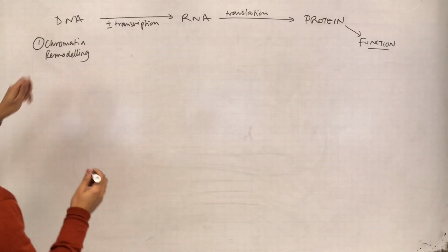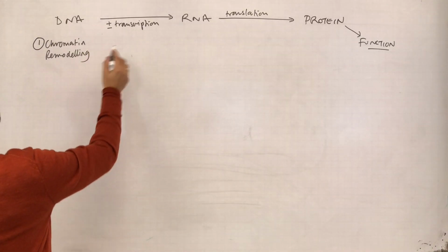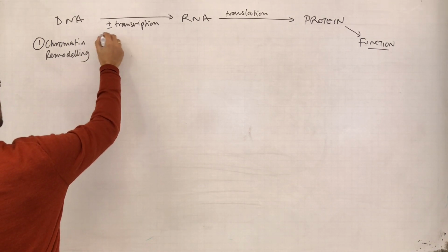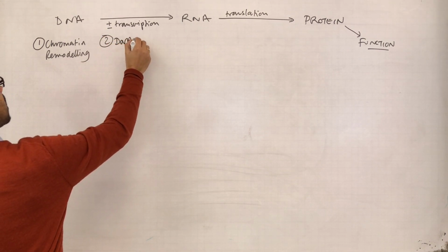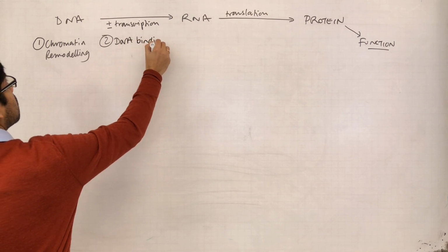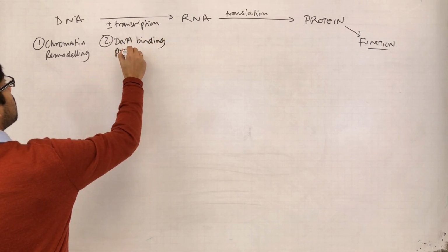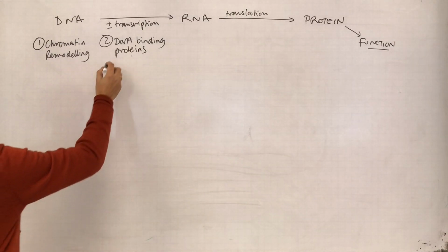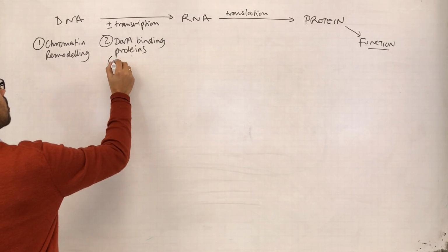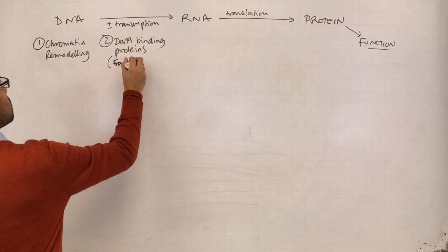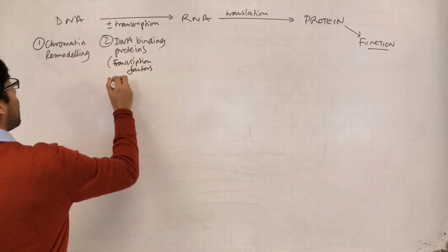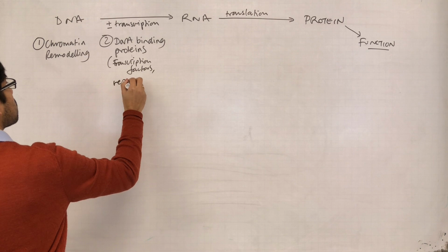Right? So we had chromatin remodeling, and two, still in the area of transcription, we had, I'm going to just call them generally, DNA binding proteins. DNA binding proteins, and I will add also transcription factors and repressors.